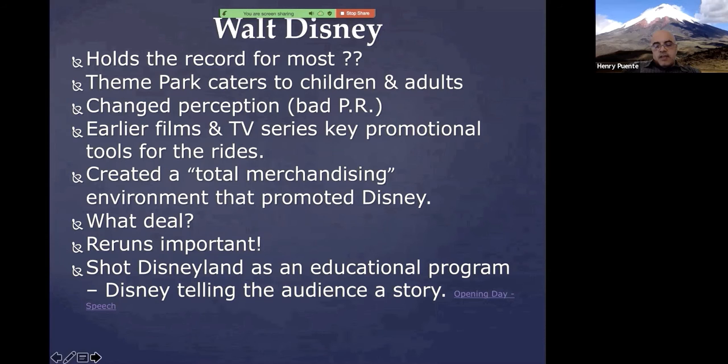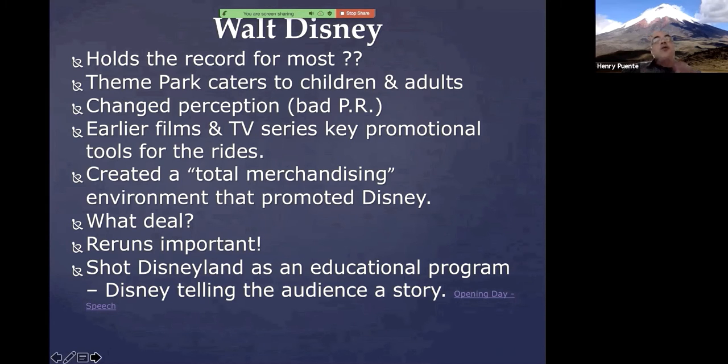So the ABC television deal was the deal that really helped him finance the park. I don't know if you guys know this or not, but Walt Disney was in financial trouble prior to opening the park, and he essentially didn't have enough money to finish building it. So the ABC television deal really helped him finance his park, but it also helped promote the park, right?